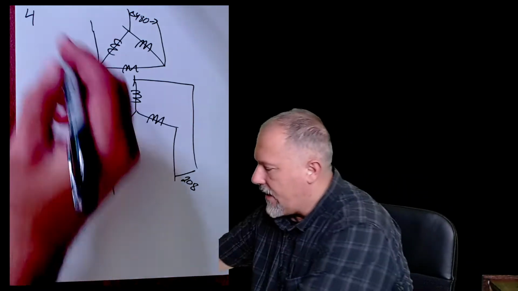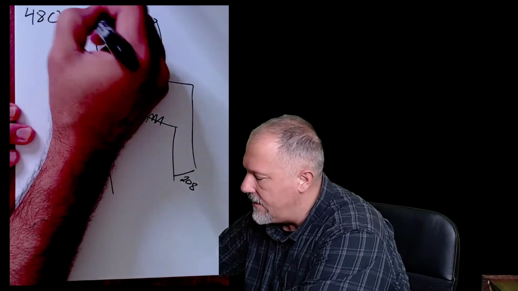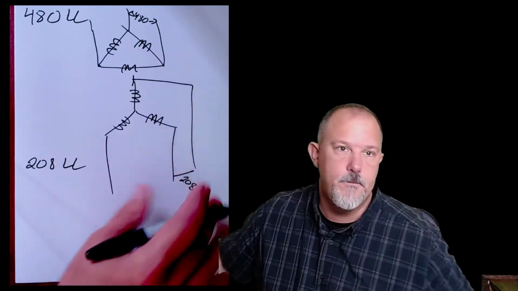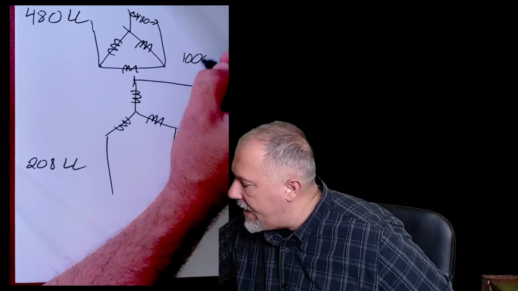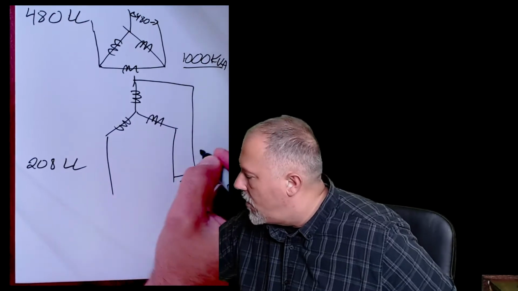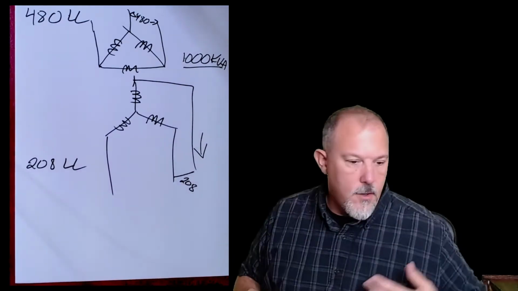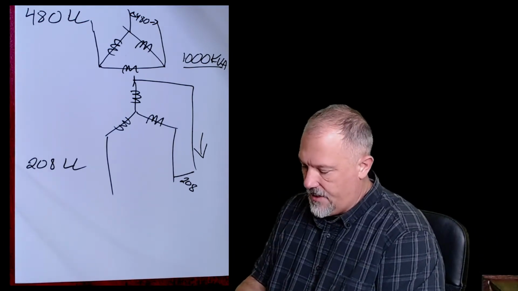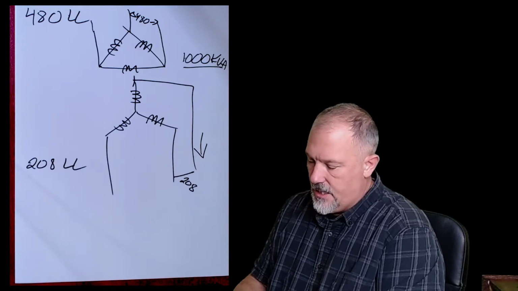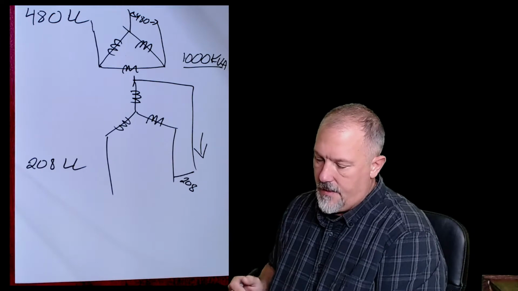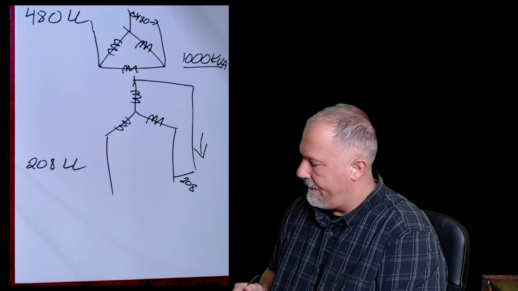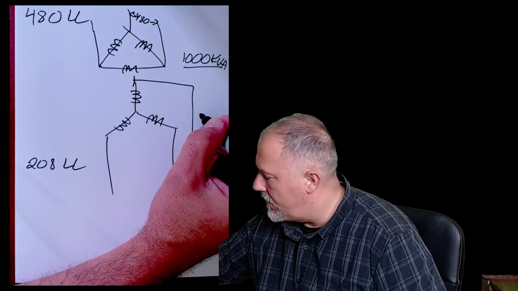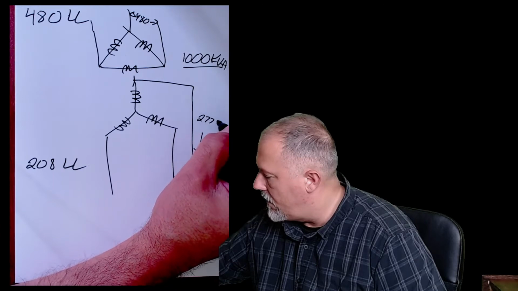Look at it. That's sweet. Okay, 480 line to line, 208 line to line. Let's make an assumption that this is 1,000 kVA. What's the current on the secondary? 1,000 kVA, 1,000. Divide that by 3, multiply that by square root of 3, divide that by 0.208, and that is 2775. Is that right?